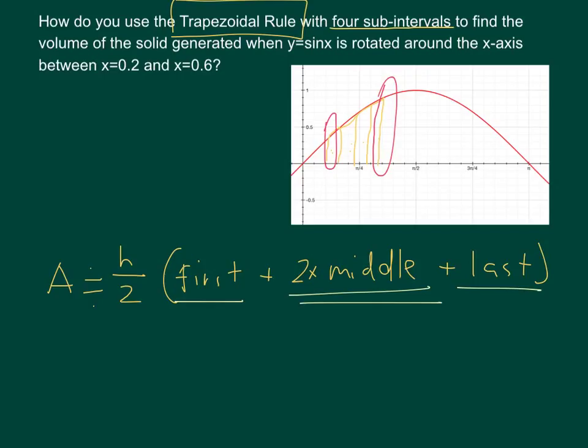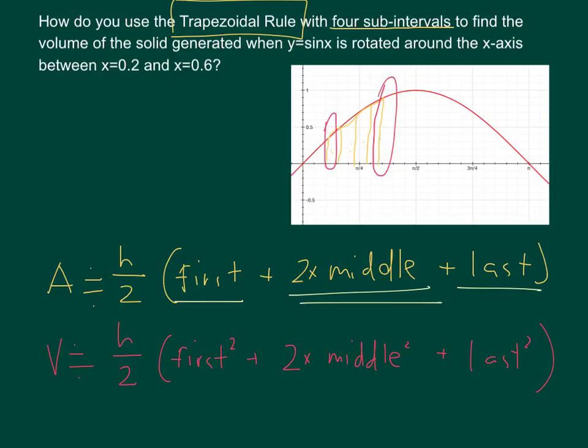And the only difference here is that because we are finding a volume, the approximation of our volume is h over 2 and each of the squares of those. So it's the first squared plus twice the middle values squared plus the last function value squared. I'll show you a reasonable way to do this in a second, but that's our general idea.